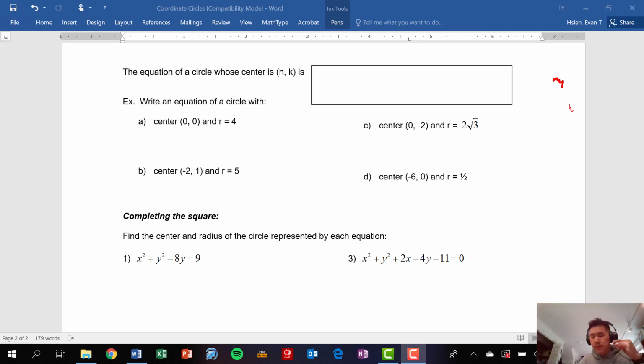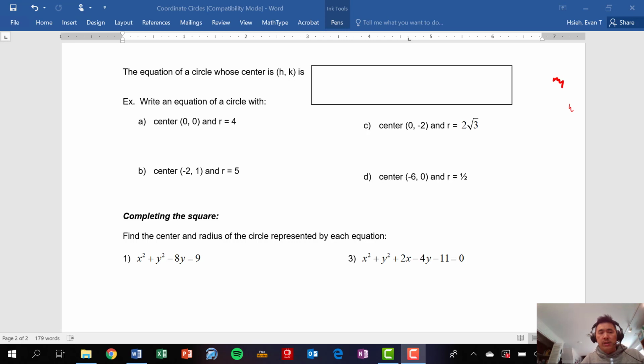Hi everyone, this next video is on a section that's actually not in our book. It's called Coordinate Geometry for Circles, and basically we're doing this because next year there's going to be some stuff that this will be helpful for, especially when we're doing conic sections. So we're going to start on the back side of this.